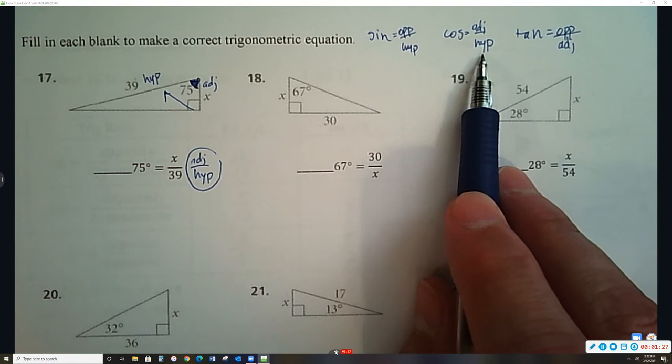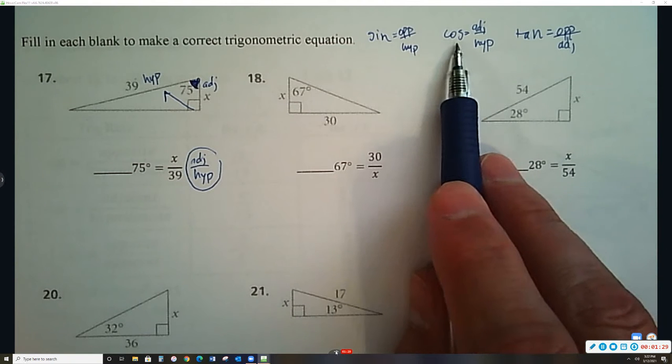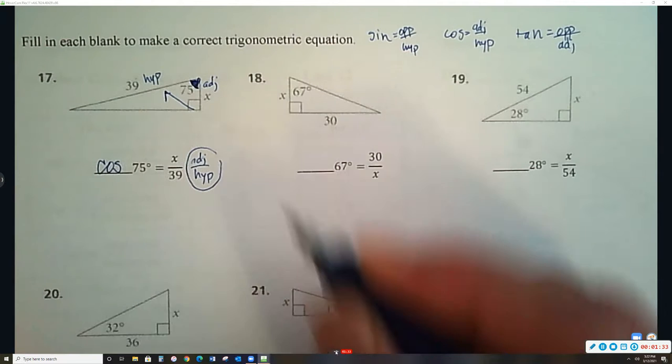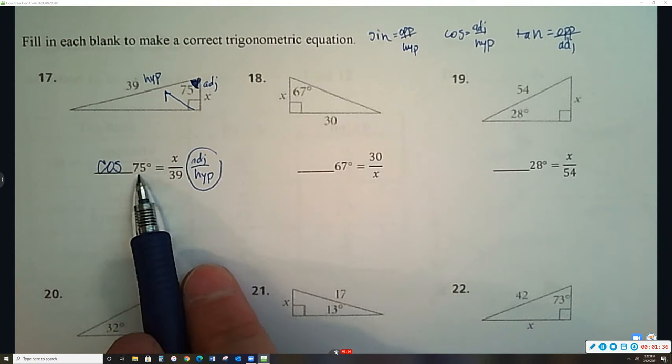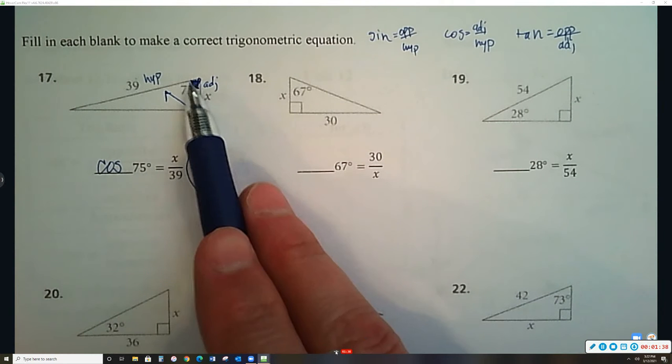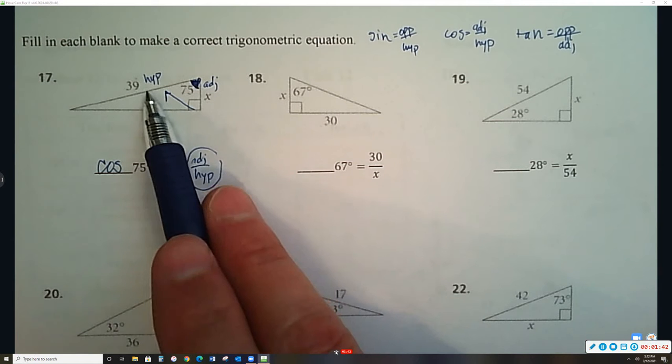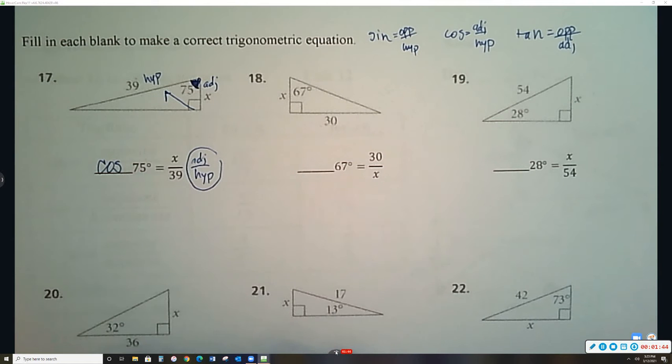Adjacent over hypotenuse. That's the cosine trig function. So I know this is cosine of 75 degrees, because cosine of 75 degrees is the length of the adjacent side over the hypotenuse. Okay?